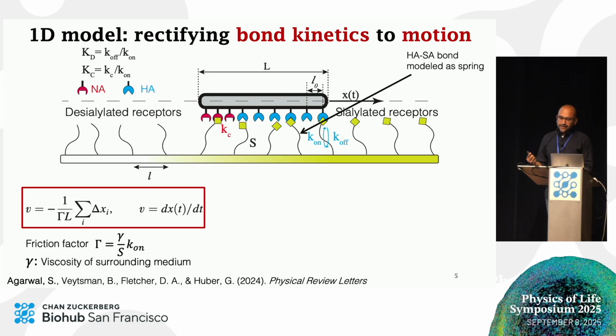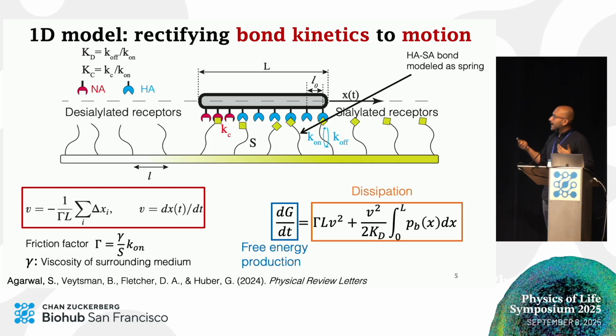Without going into too many details, we did stochastic simulations using an overdamped equation of motion that couples chemical kinetics with motion. But we also had a mean field description that balances the free energy production due to neuraminidase with dissipation that includes bond friction and viscous damping. The output of these models is a characteristic speed of migration.